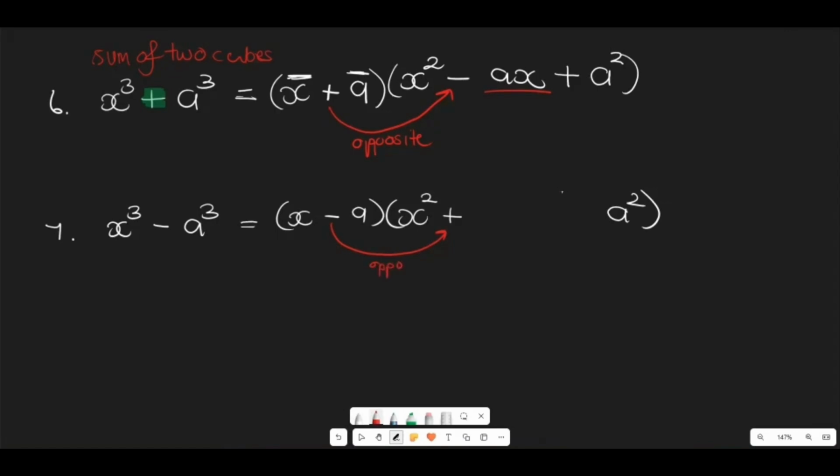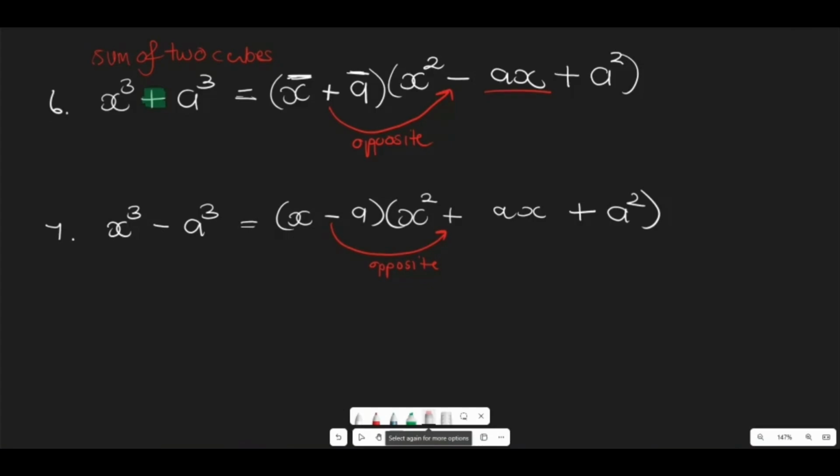Let me just write it down so that you guys can see what I did. And then the next term, we will get it by multiplying these two together. So your ax. And then remember the last symbol is always a positive. And then that's it. So are you guys okay with this?